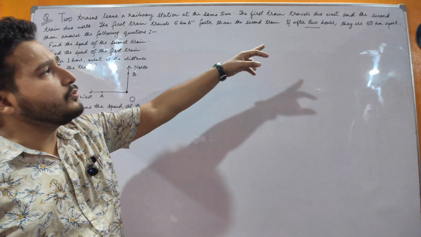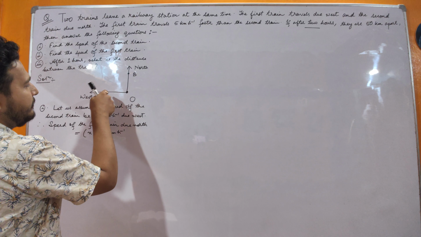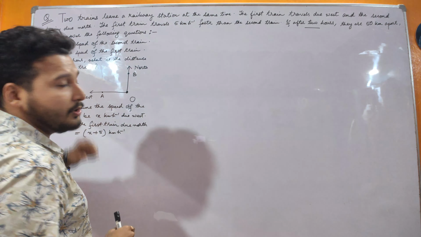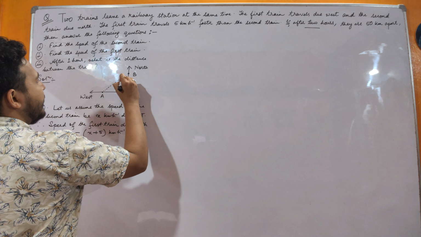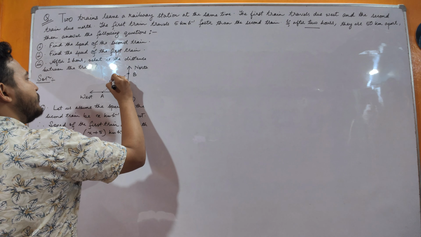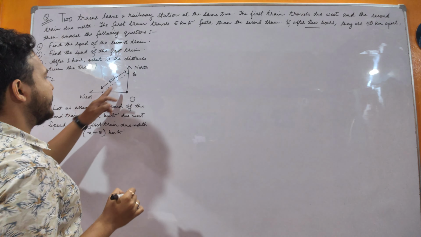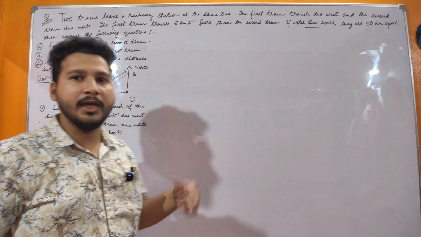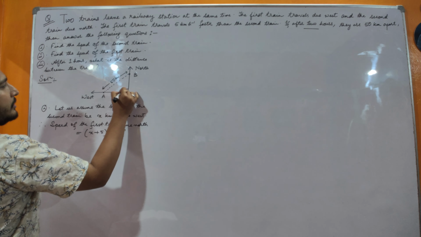Okay. If after 2 hours they are 50 kilometers apart, now after 2 hours A came to this point and B came to this point. Those are the coordinates. So they are 50 kilometers apart like this. Distance between the two trains is 50 kilometers. That's the distance. Now it becomes a right angle triangle. So we can use Pythagoras theorem. Later we'll use that.